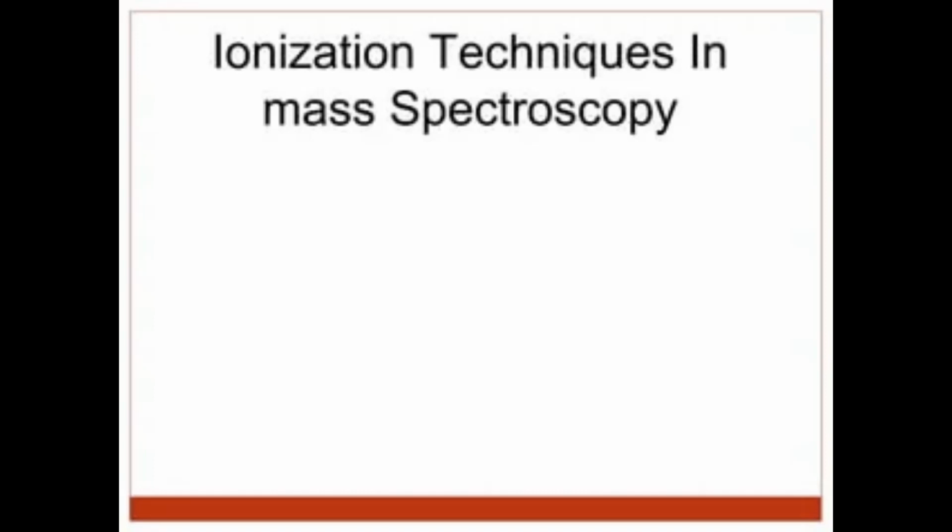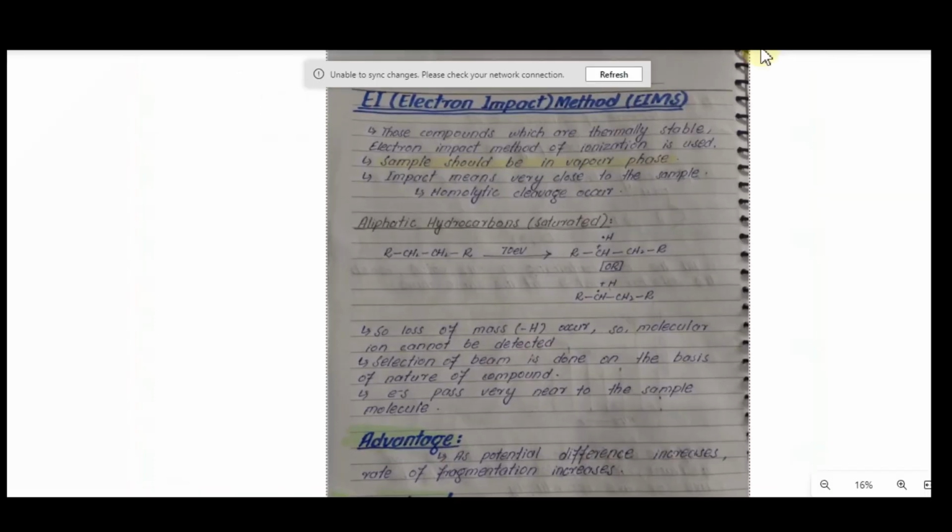We were discussing mass spectrometry. We have discussed the principle of mass spectrometry, and today we are discussing the different ionization techniques present in mass spectrometry. The first technique we came across is the electron impact ionization method.